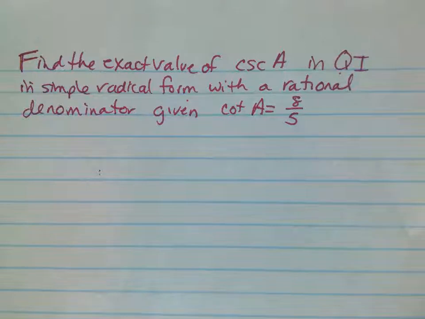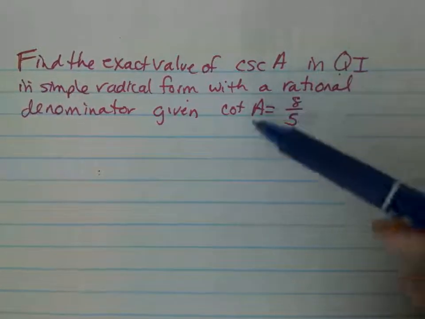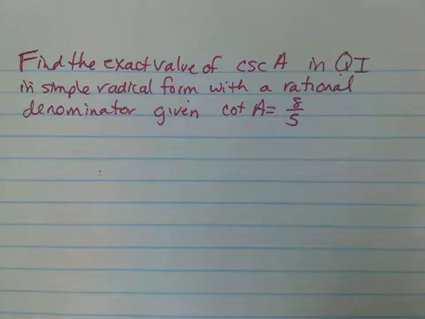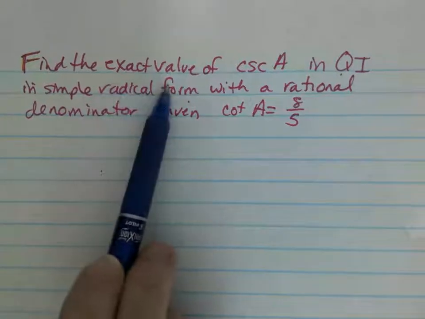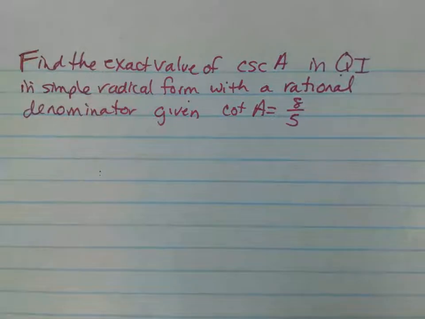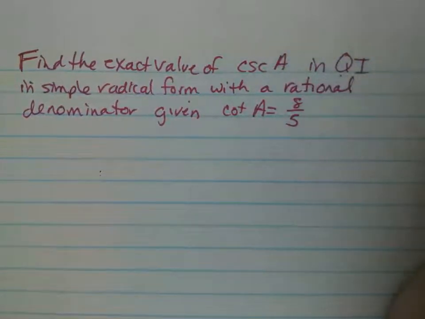Find the exact value of cosecant of A in quadrant one in simple radical form with a rational denominator given that cotangent of A is 8/5. So we're going to start by processing this information. Most of these words that seem really fancy are just telling us how they want us to express our answer. Radical form means that we're going to have radicals or square roots in our answer. Rational denominator is kind of reminding you that it's illegal to have a radical in the denominator of the fraction. So we'll kind of get to that as we go through. And again, exact value means no decimals.